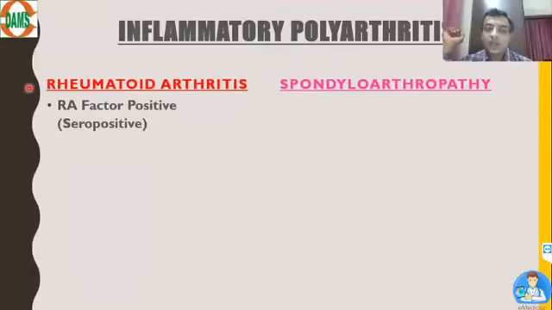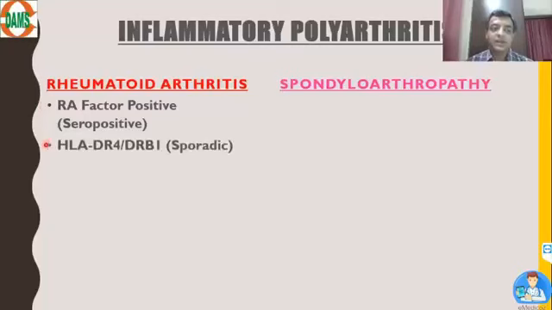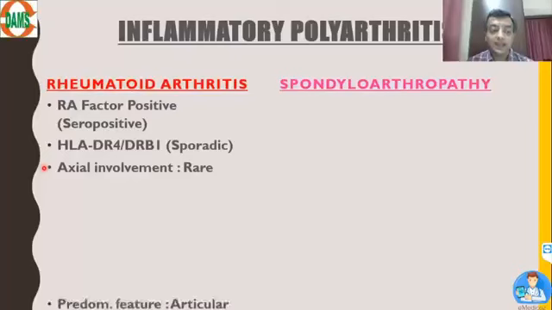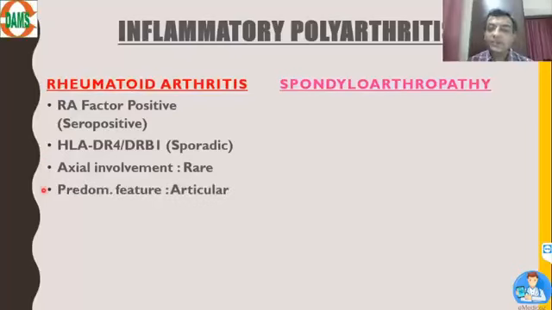So in an RA patient, if the arthritis is RA, what will you find? RA factor will be positive. Patient will be HLA DR4, DRB1, but the disease is sporadic. Axial involvement is rare. The predominant feature is articular. These points we have written with RA.